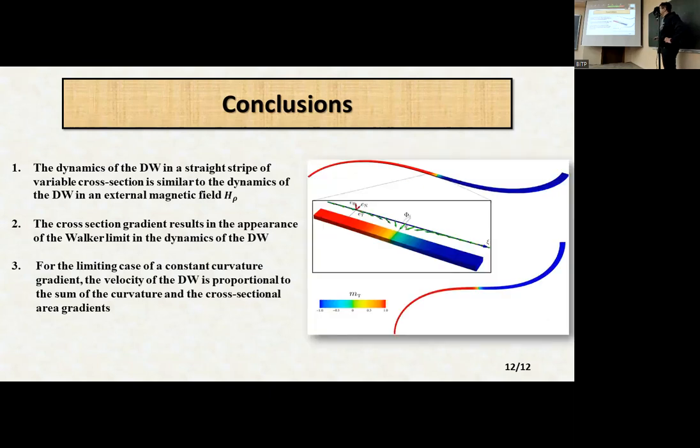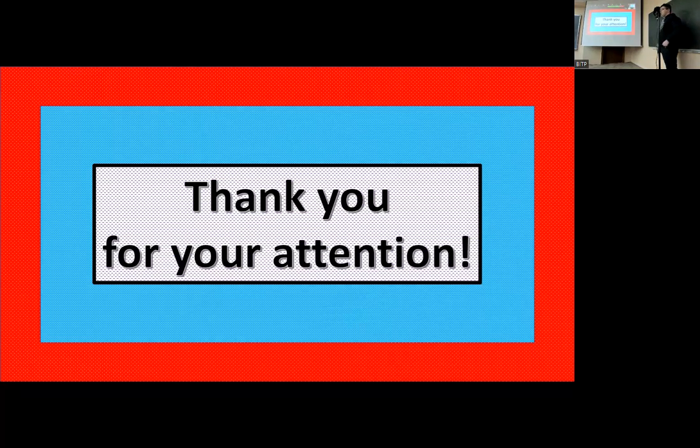For the limited case of the constant curvature gradient, the velocity of the domain wall is proportional to the sum of curvature and cross-sectional area gradients. Thank you for your attention.